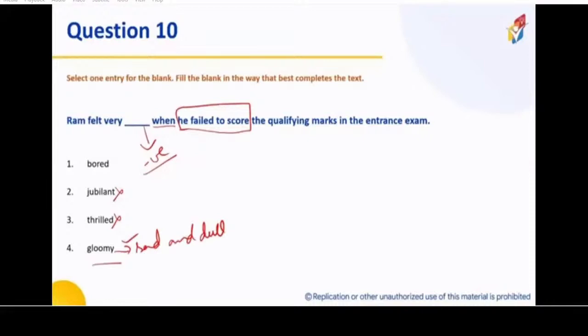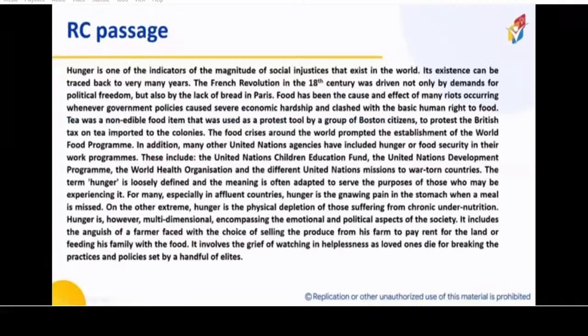Even if you do not know the meaning of the word gloomy, you can rule out the others, because you cannot be bored when you fail to score the qualifying marks. You cannot be jubilant or thrilled because they are both positive.